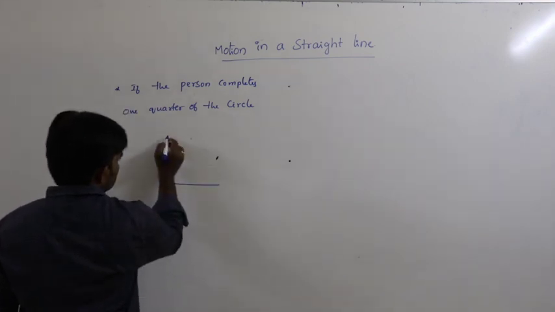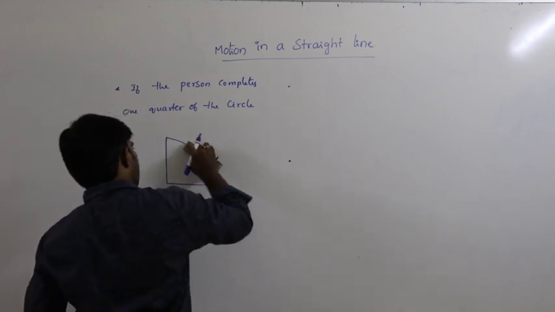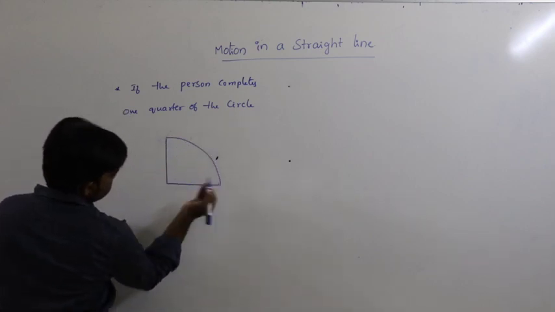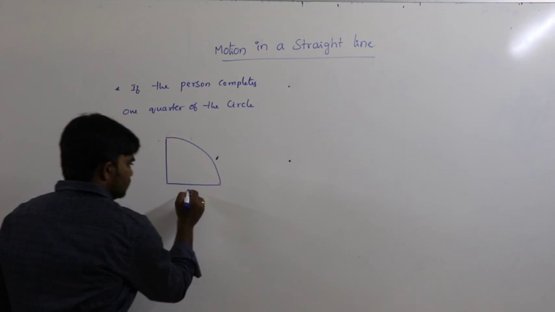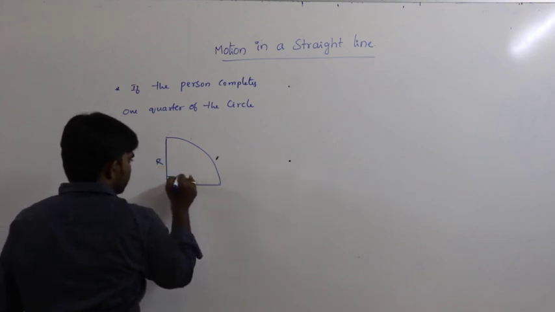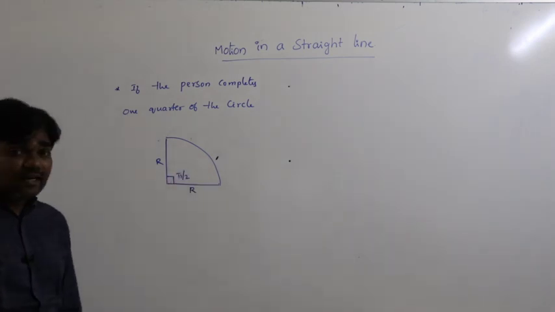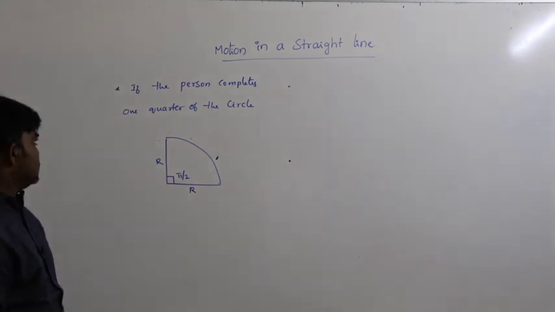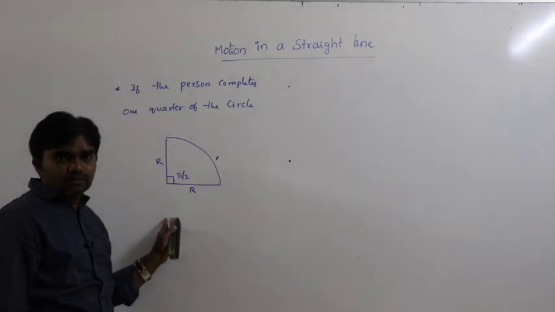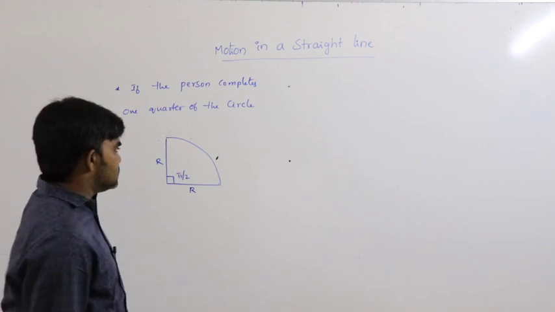This is the 1/4 of the circle. One quarter of the circle. This is radius and it is also radius, and here the angle is 90 degrees or pi by 2 radian. Here if the person completes 1/4 of the circle, in this situation what is the distance and what is the displacement?